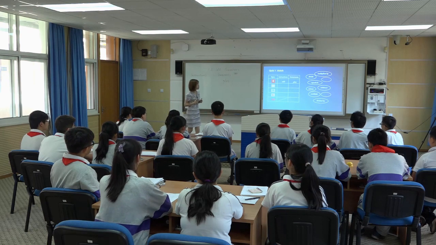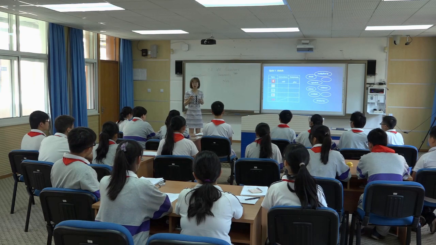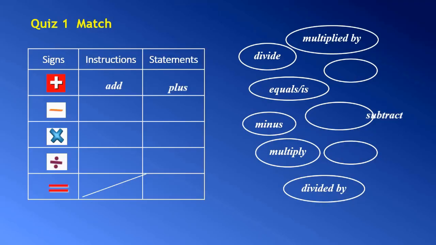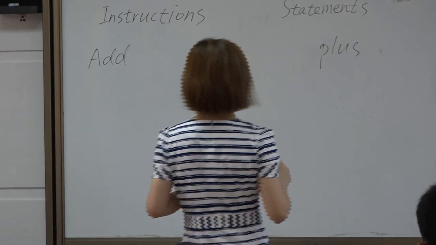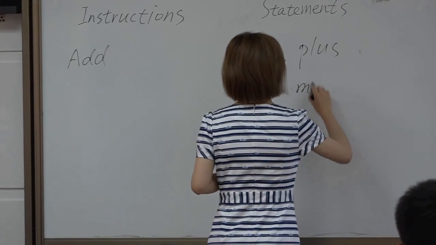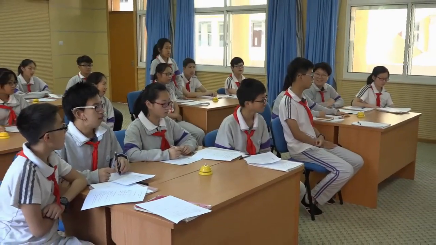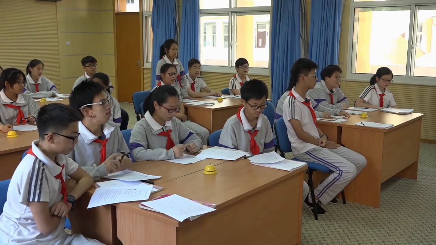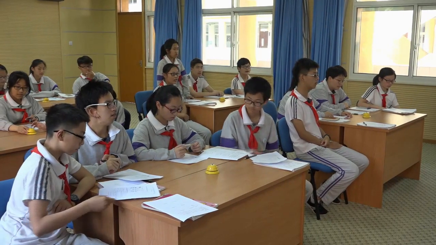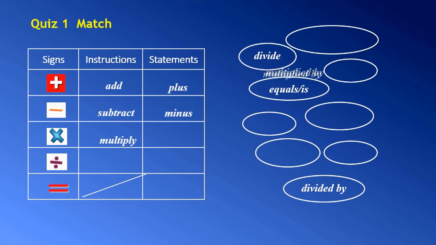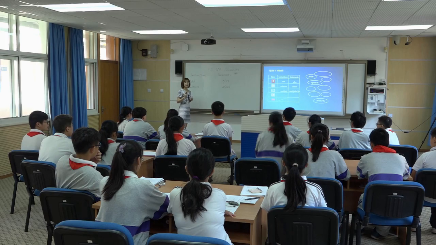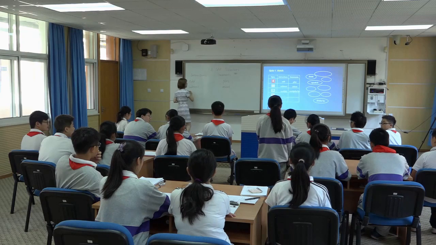Can you read this word, menus or minus? Very good. Now read after me. Minus. Minus. Minus. Minus. Good. Go on. Third one, just stand up. Instructions multiply. Statements multiplied by. Yes. Multiply by. Good. Next. Yes. The first one instruction is divide and the statement is divided by. Good.